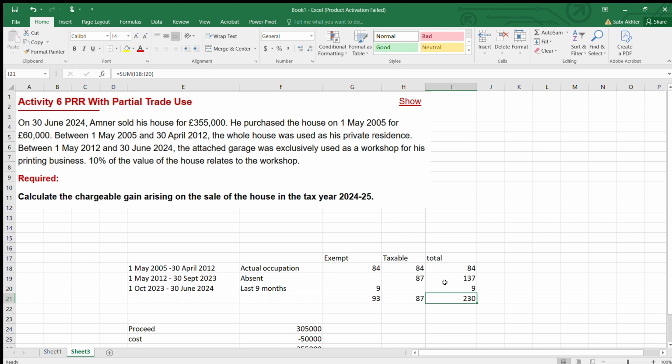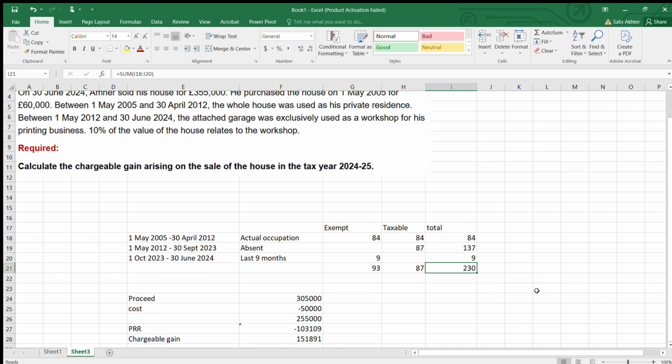Now, 10% of the house relates to the workshop. That means 90% will be exempt, right? So what's your gain? Have you already calculated the gain? No, you haven't. So first we'll calculate the gain. It is 355, the proceeds. Then from there the cost is 60,000. So 295 is the gain before PRR.